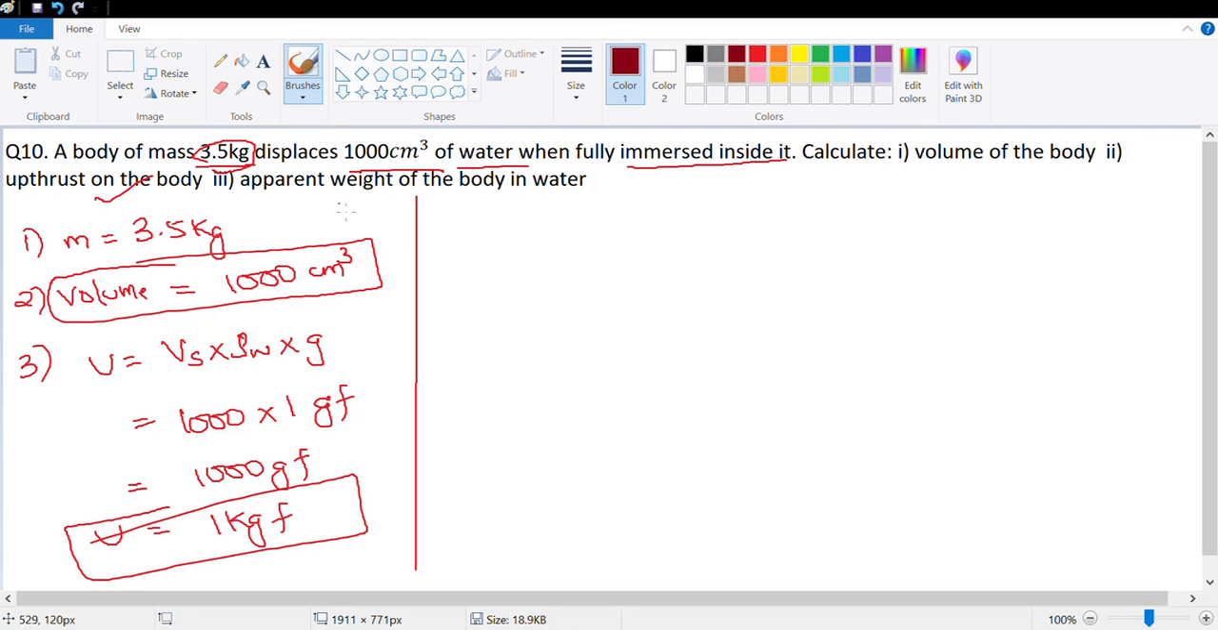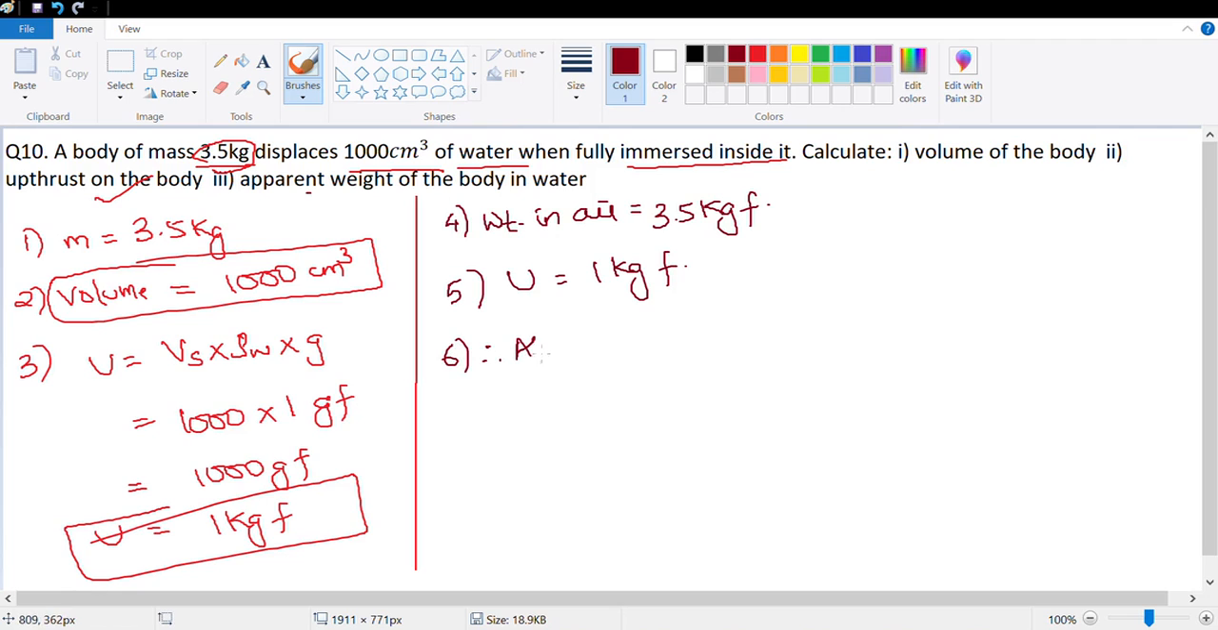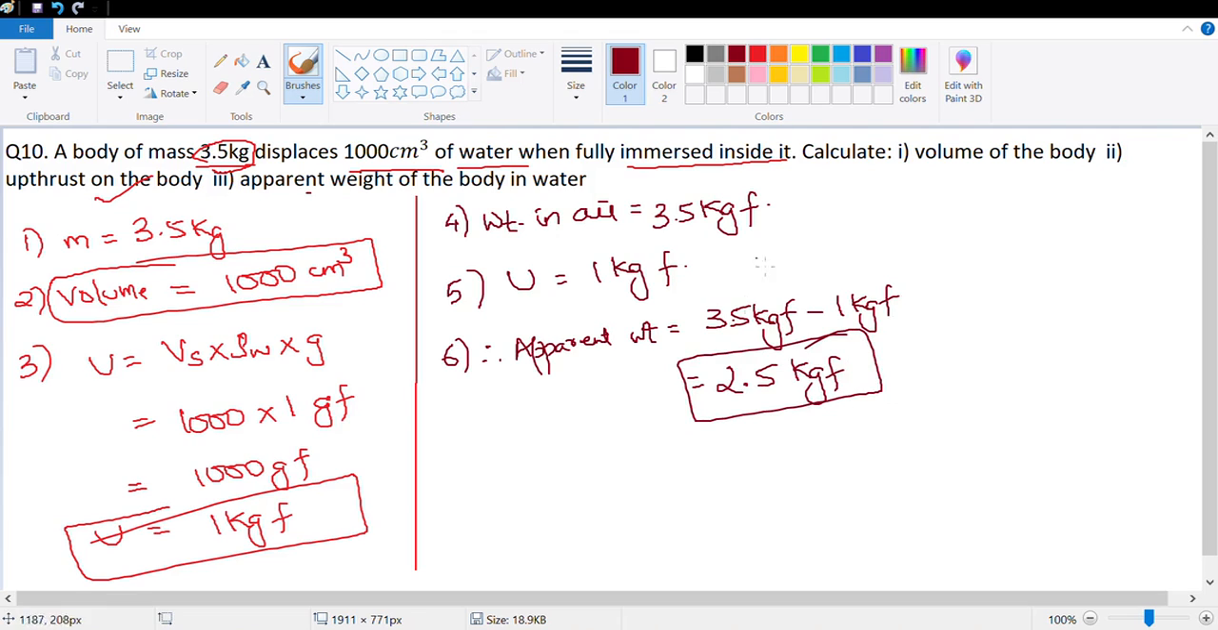Let's look at part 3, apparent weight. For that, we'll have to calculate the weight in air. So weight in air would be equal to mass into gravity. So that's 3.5 kilogram force. And upthrust is 1 kilogram force. Therefore, apparent weight is equal to weight in air 3.5 kilogram force minus upthrust, that's 1 kilogram force. So apparent weight is 2.5 kilogram force.